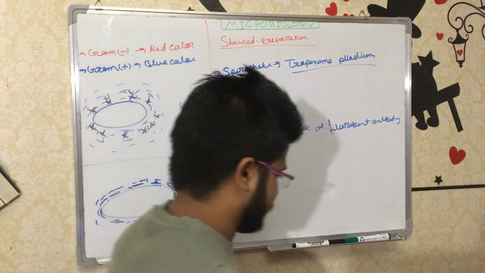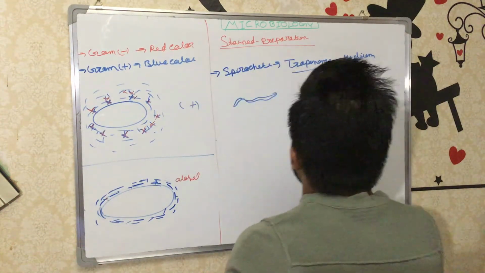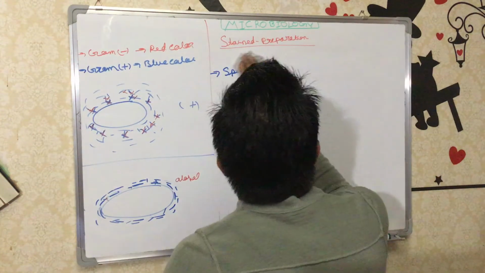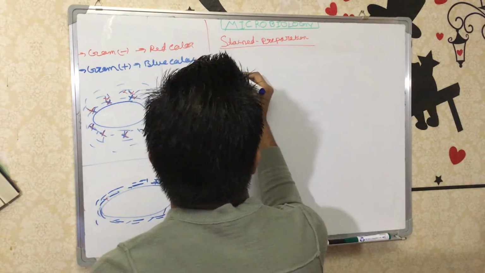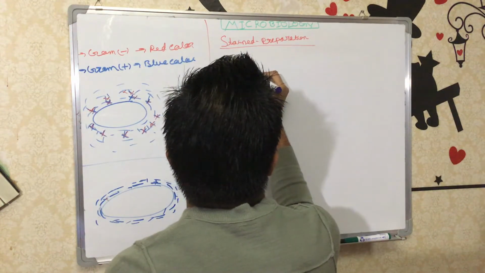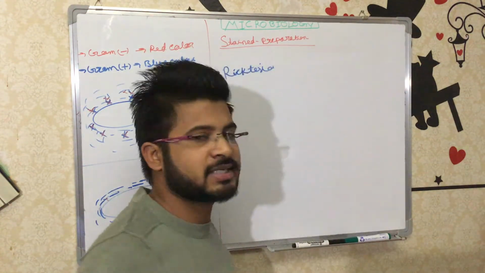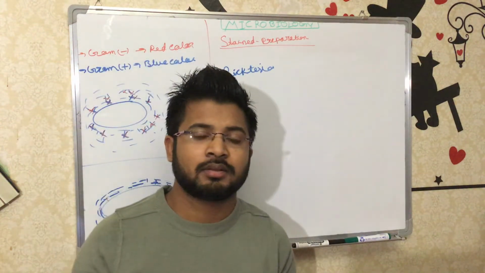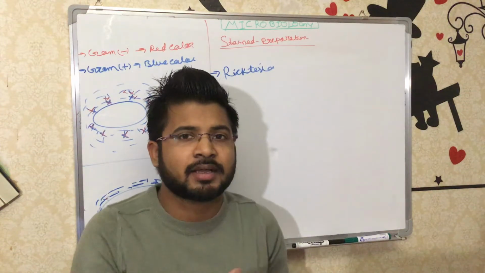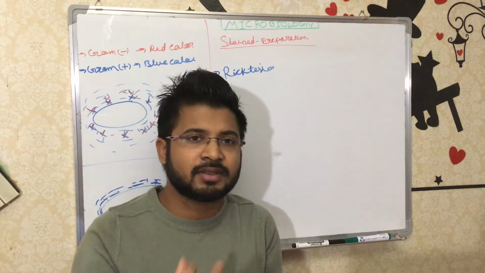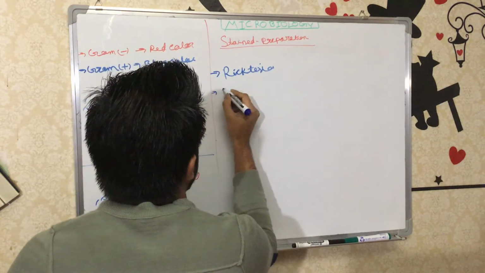Then the next bacteria is Rickettsia. Actually, Rickettsia is an intracellular organism. It lives inside our cells. That's why we can't identify it by gram staining, because gram staining only identifies the outer layer. So this lives inside the cell. That is Rickettsia. Next one, Chlamydia.